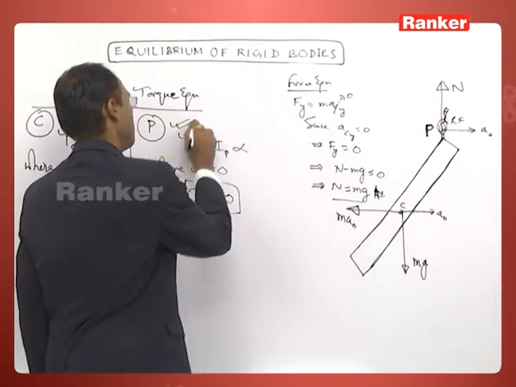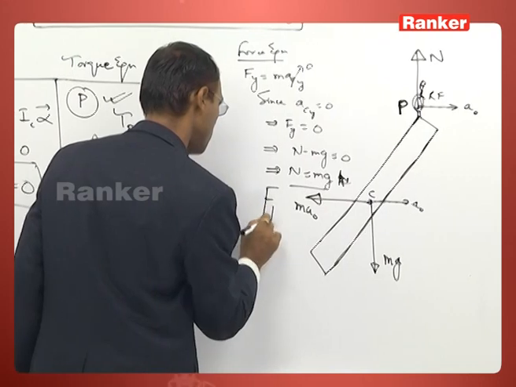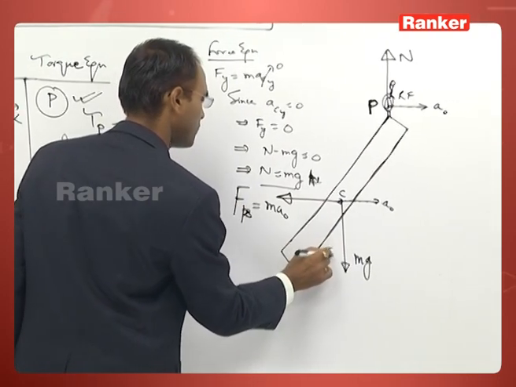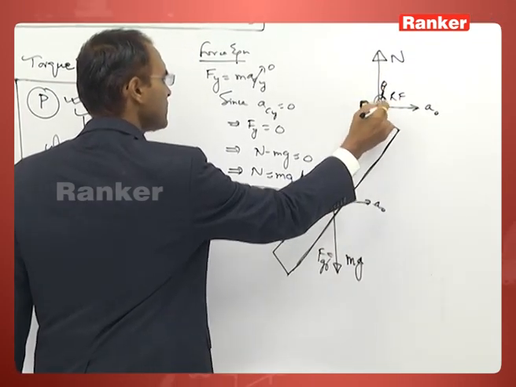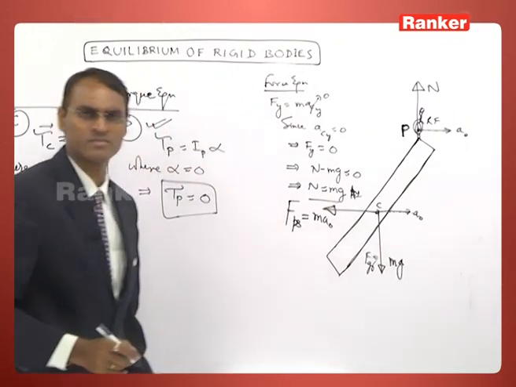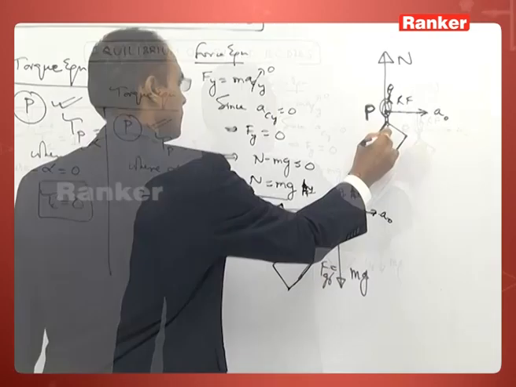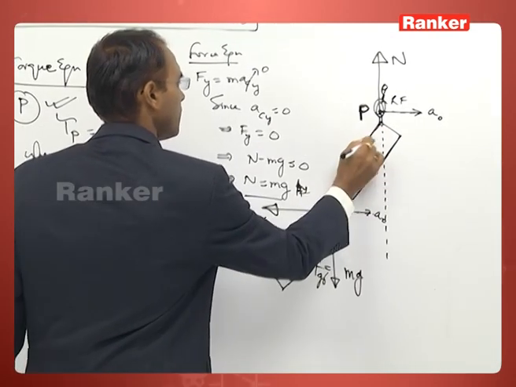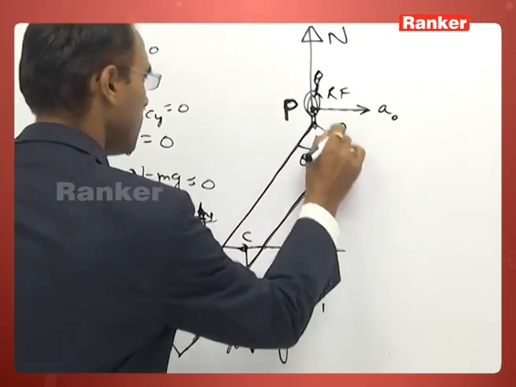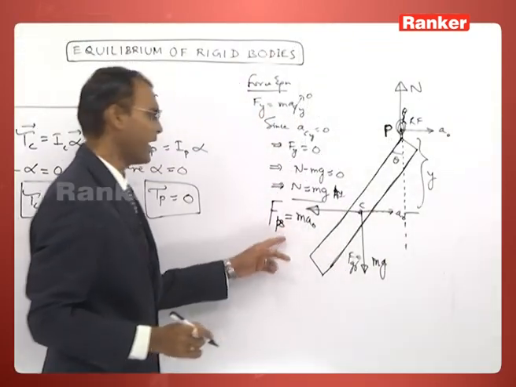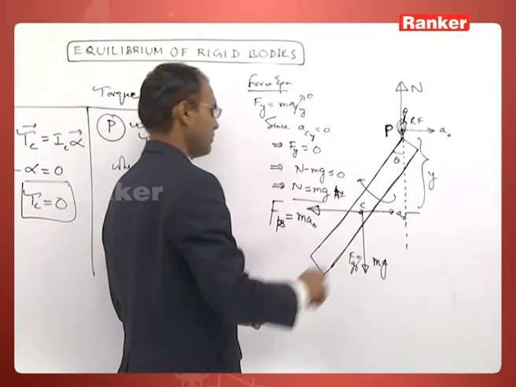You take the ring as the reference frame: pseudo force, gravity force, normal reaction force. Since the normal reaction force passes through this point, it cannot produce a torque, and these two forces will produce a torque about it. Let this angle be theta. This pseudo force will produce a torque that is equal to m a0 into y. In which direction? It tends to rotate the rod in this way, clockwise direction.